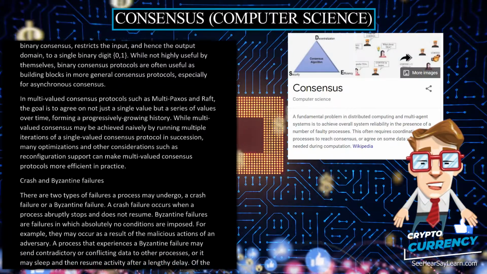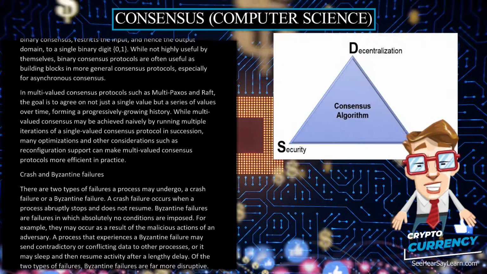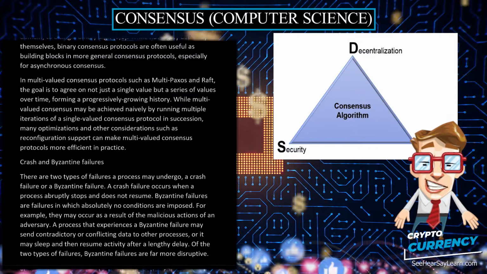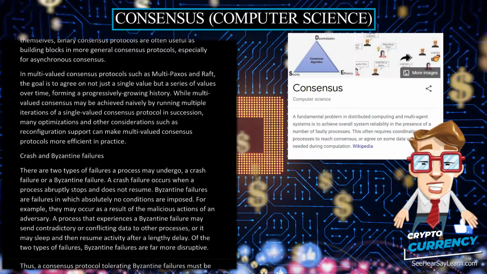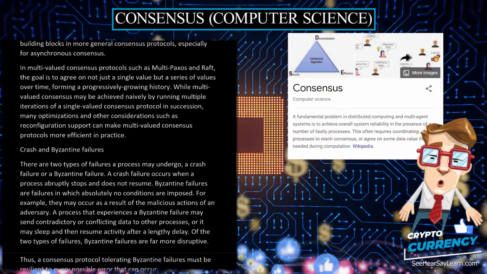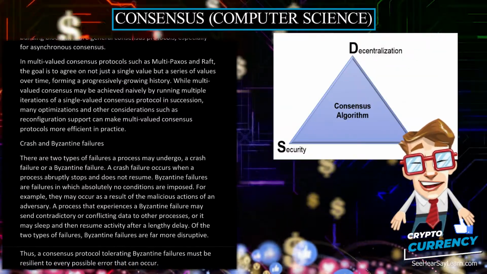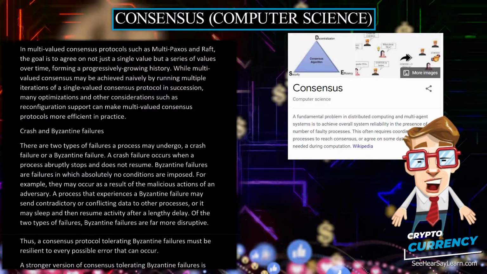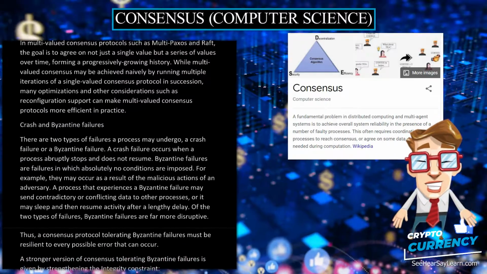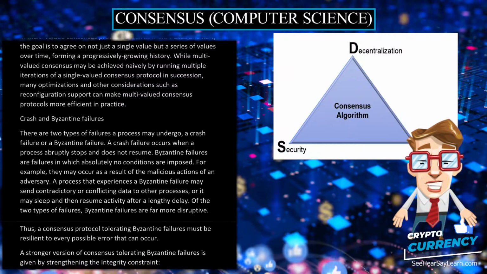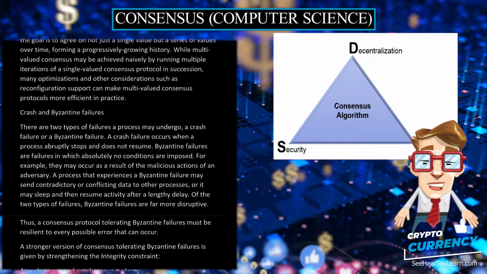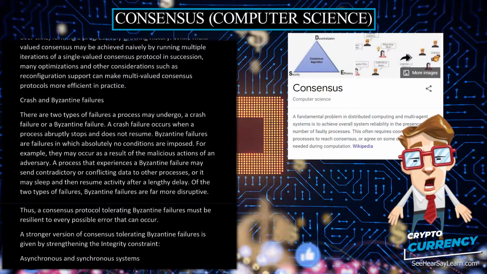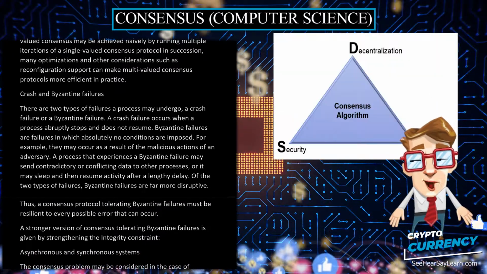Crash and Byzantine failures. There are two types of failures a process may undergo: a crash failure or a Byzantine failure. A crash failure occurs when a process abruptly stops and does not resume. Byzantine failures are failures in which absolutely no conditions are imposed. For example, they may occur as a result of the malicious actions of an adversary. A process that experiences a Byzantine failure may send contradictory or conflicting data to other processes, or it may sleep and then resume activity after a lengthy delay.